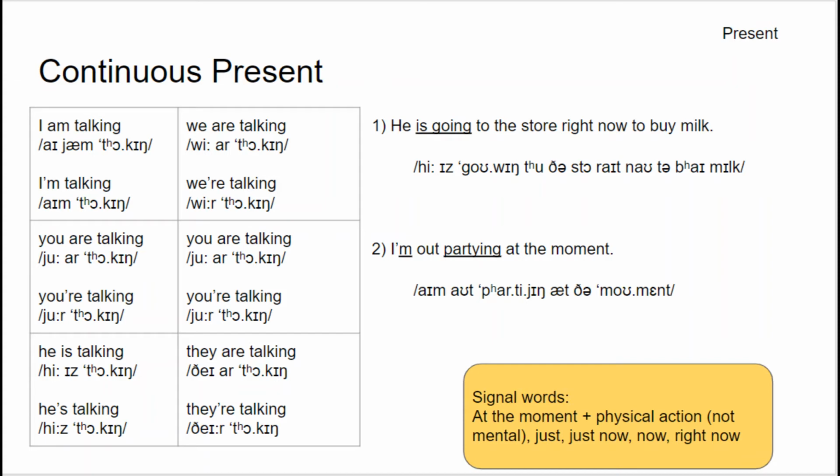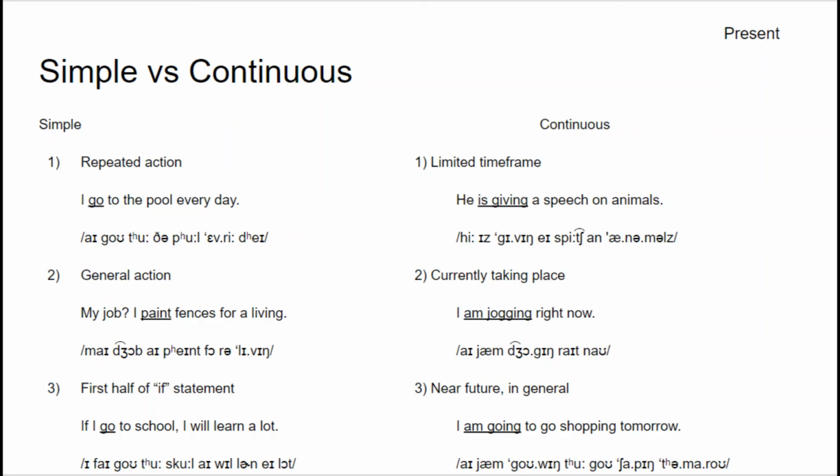Note how the yellow box says it's important that the actions are physical. For mental actions, you will almost always say I think instead of I am thinking. Having a tricky time telling when to use the simple present versus the continuous present? The simple present is used for repeated actions, general actions, and if statements. Continuous is used for limited time frames, something that is currently taking place, or, most commonly, the near future.